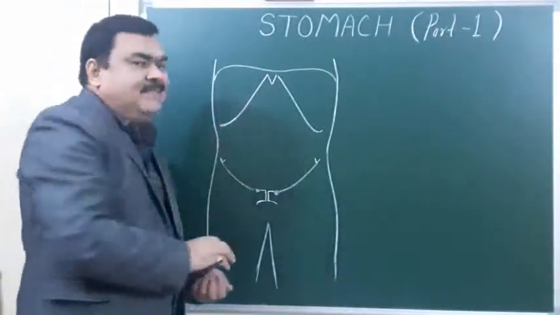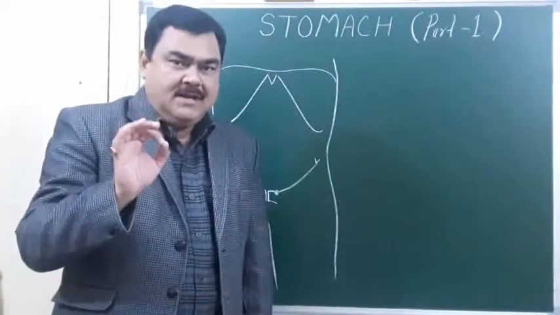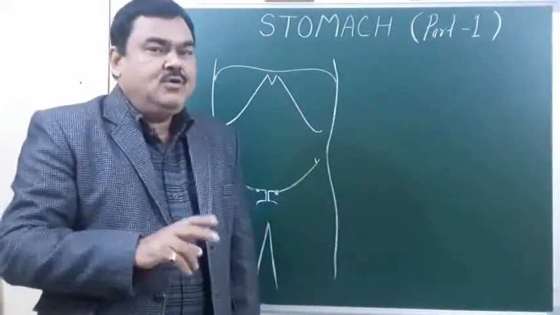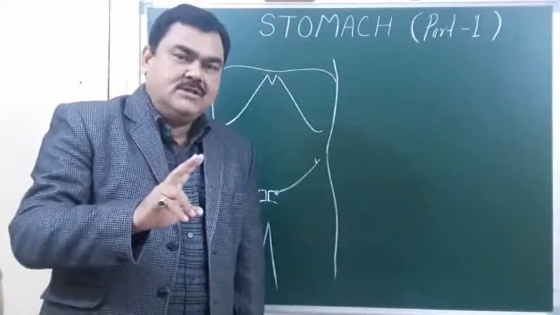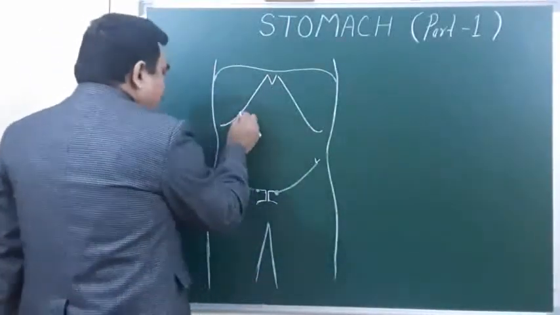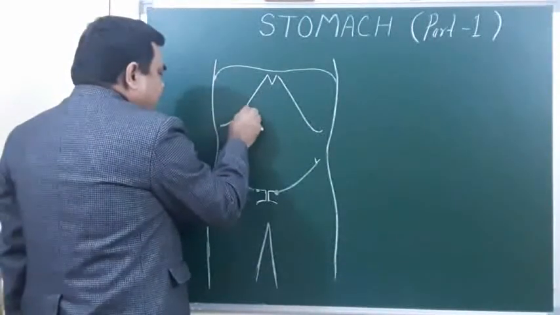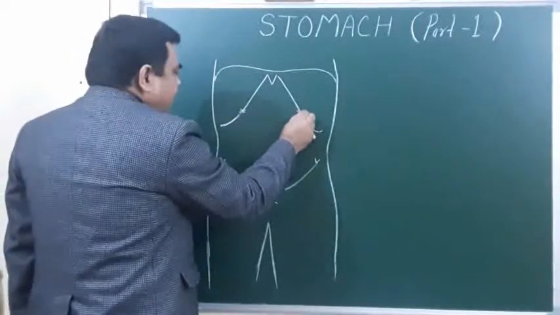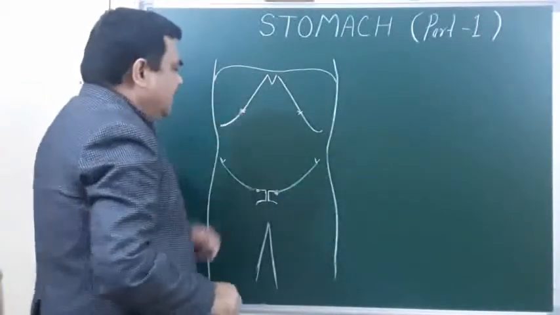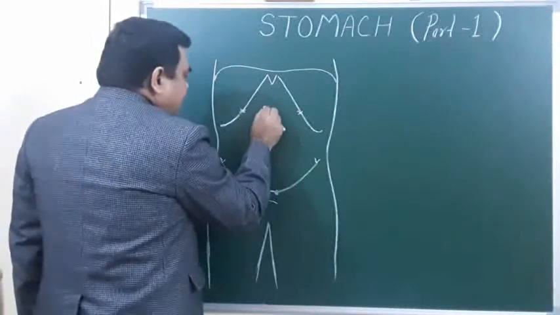This is the abdominal cavity. The abdominal cavity is divided into 9 regions by 2 vertical and 2 horizontal lines. Of the 2 horizontal lines, one line passes at the level of the tip of the 9th costal cartilage. This is the level of the tip of the 9th costal cartilage.